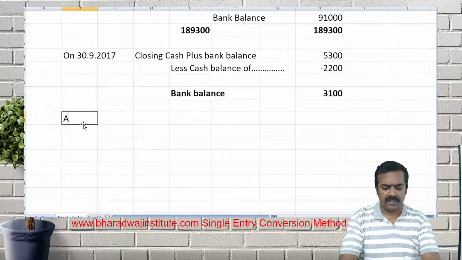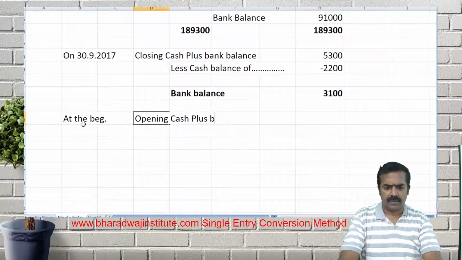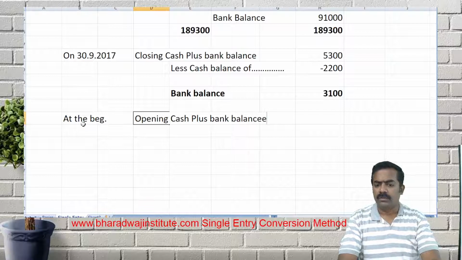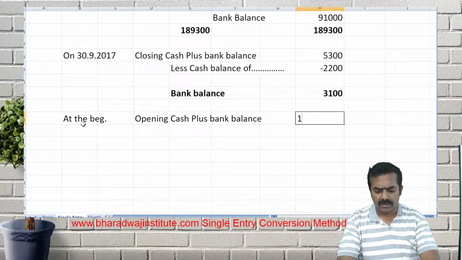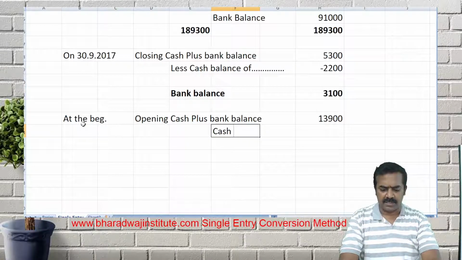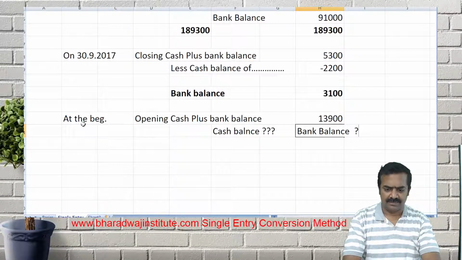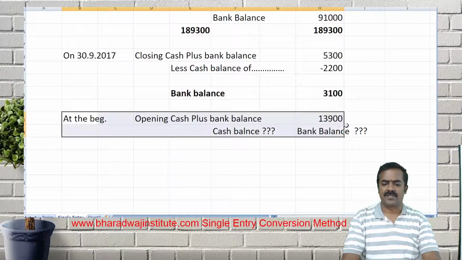At the beginning of the year, what is the opening cash balance given? 13,900 for cash and bank. In this, how much is cash balance and how much is bank balance? That information is not available.